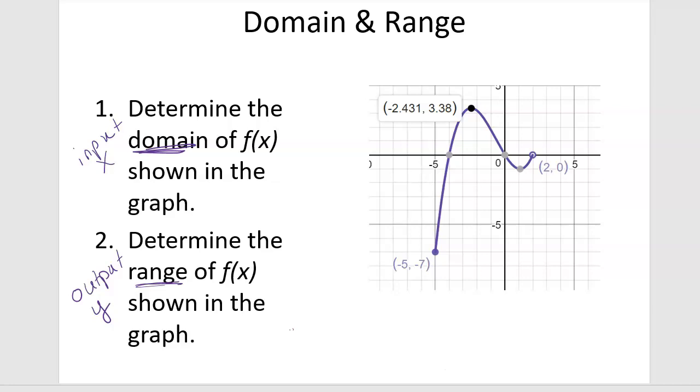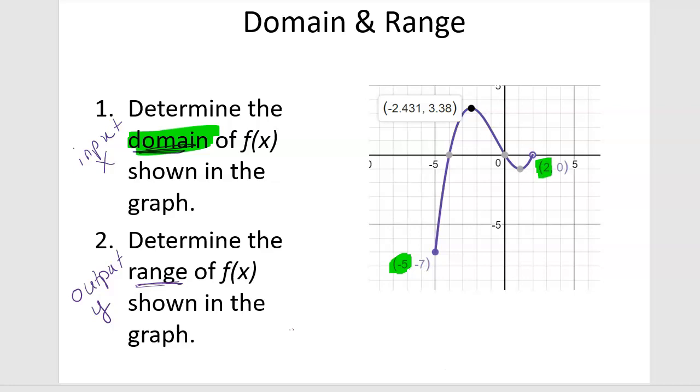And you have to think about the x and y values separate from one another, which is kind of tricky with your brain, right? So let's do the domain in green here. So if I look at this graph, I have an x value of -5, and then it continues, and then I have an x value of 2.